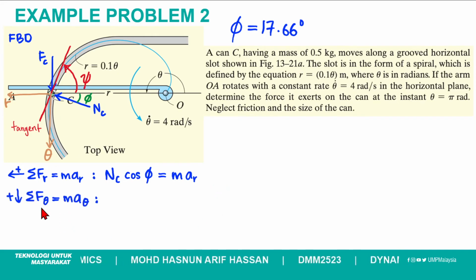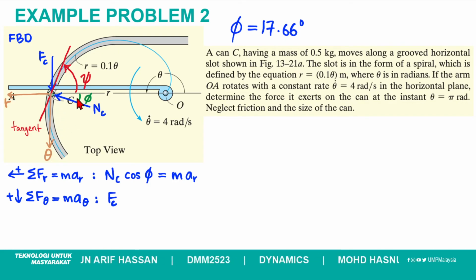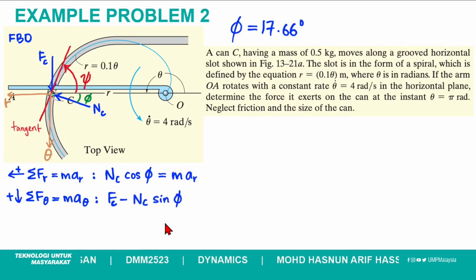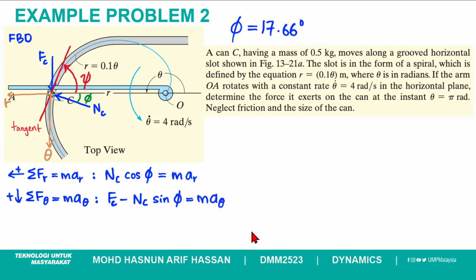And then we go to the transverse axis. F theta is equal to MA theta. The force yang kita ada in transverse axis is the positive FC. And then we have negative NC punya component. NC sin phi negative is equal to MA theta.